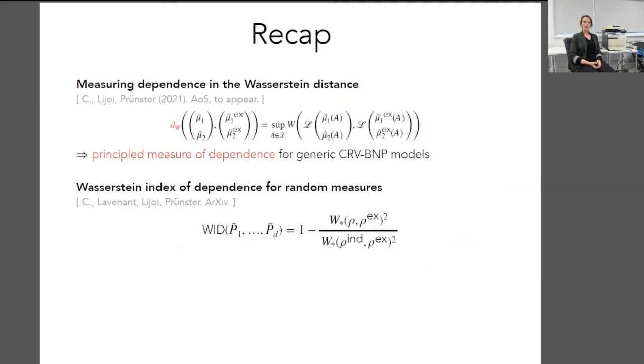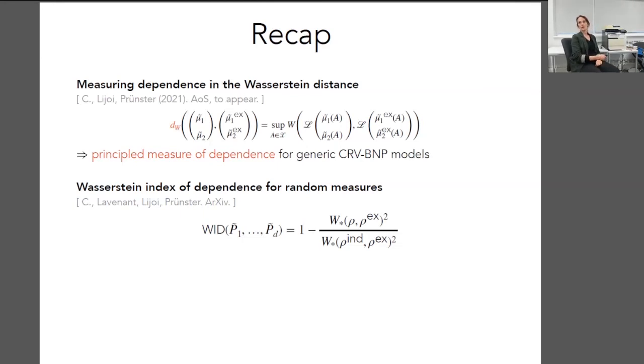Okay, so summing up, what we saw today is how to define a distance between completely random vectors and how this distance can be used to measure dependence in Bayesian nonparametric models. And then we brought up the case that in order to perform absolute quantifications of dependence, you actually need an index between 0 and 1. And by solving a max-min problem, we're actually able to find this index.